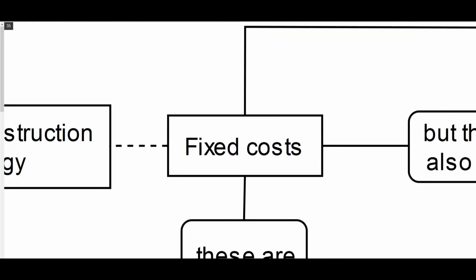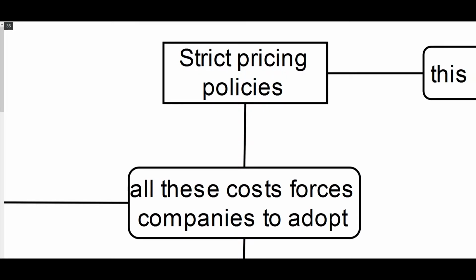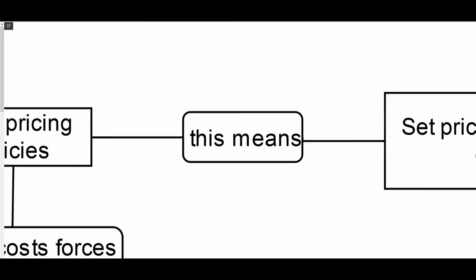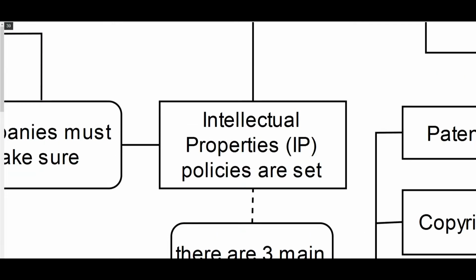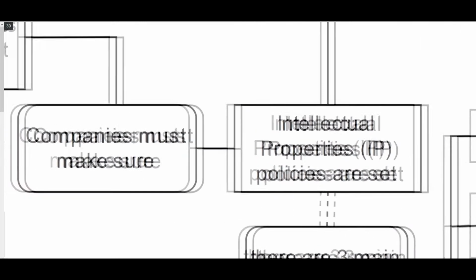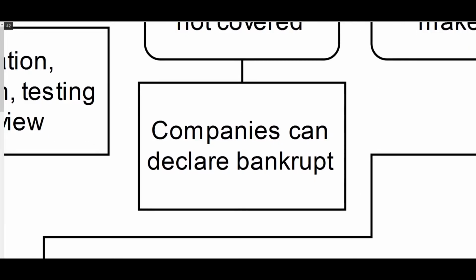Now, these two costs, fixed cost and variable cost, suppose a big implication for the companies. So they must adopt strict pricing policies. This means that the price must cover the cost, as I said. Furthermore, in order to protect their products, intellectual property policies are set because you want to protect your product from the market. Companies must make sure imitations and copies are out of the market and their products are safe and they are selling well. If these costs are not covered, companies can declare themselves bankrupt.